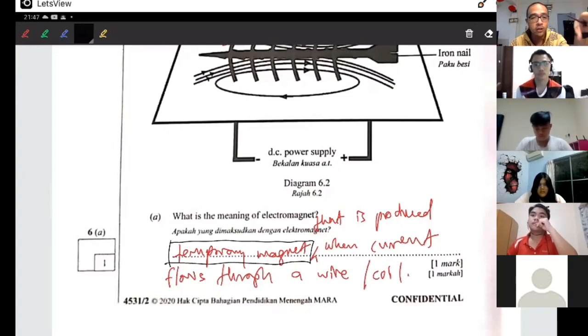The actual definition for electromagnet is very long lah. Okay, but this is good enough. Okay, kalau saya baca, wait, let me see the scheme.